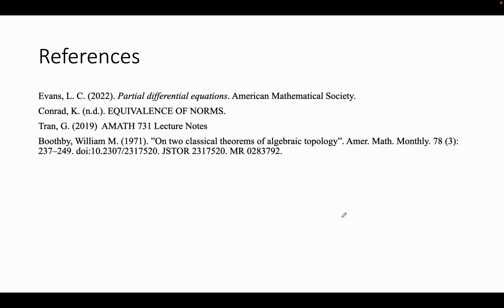Okay, here are some references. Specifically, this Evans book is where you can find the notation and where I got this smooth bump function from. Now, all these other references were kind of used in my proof of the Schauder and Brouwer fixed point theorems in a previous video.